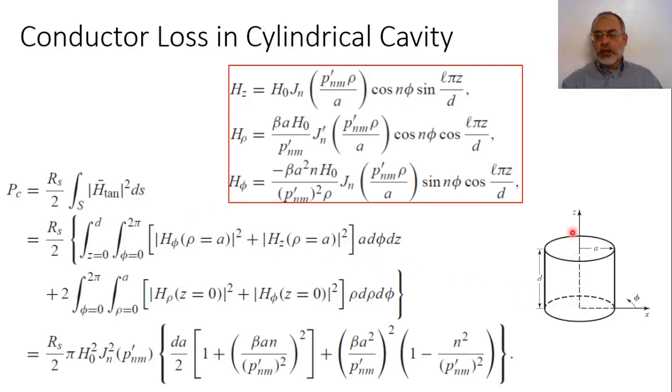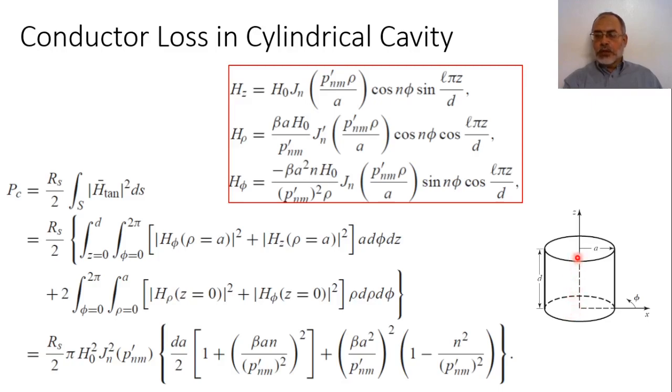Actually, here we have three surfaces. This planar surface and this planar surface at z equals 0 and z equals d. In this case, the values of h rho and h phi are tangential. On the other hand, this curved surface, which corresponds to rho equals a, which is the curved surface of the cylinder, in this curved surface, we have h phi and h z as the tangential components. So we have three faces or three surfaces.